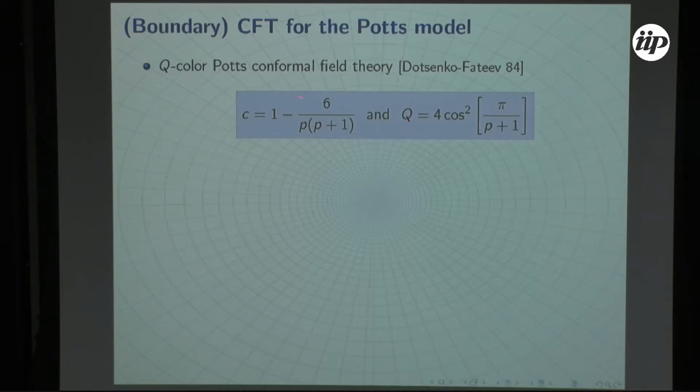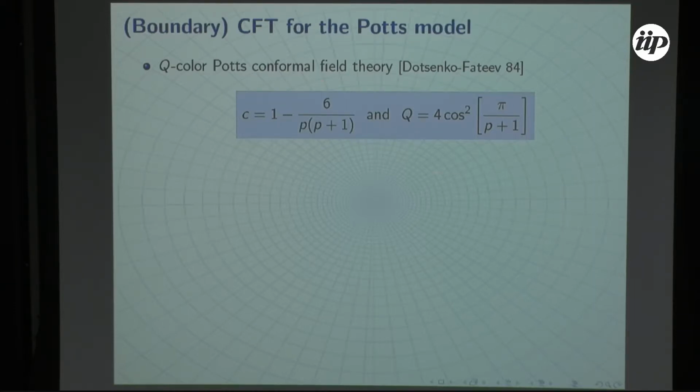They parameterized the central charge like this, so 1 minus 6 over p times p plus 1, and Q is related to this parameter p by this formula. So you see that if p is 2, then Q is 1, and c is 0. If p is 3, Q is 2, and c is 1/2, etc.